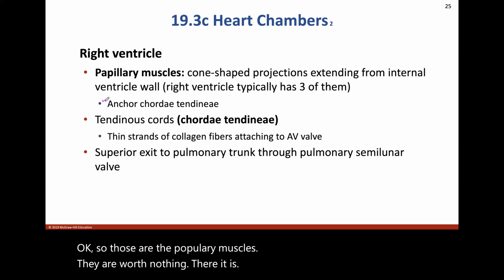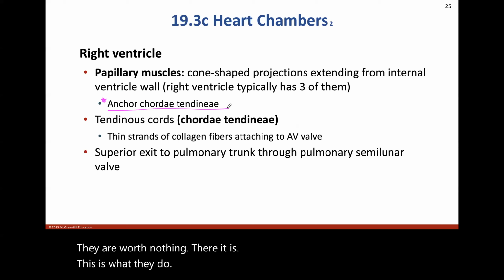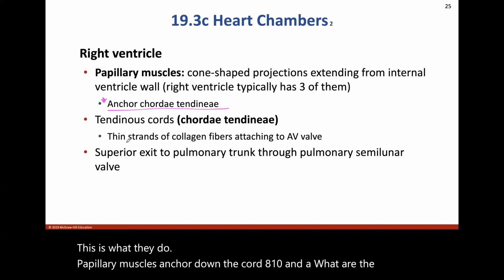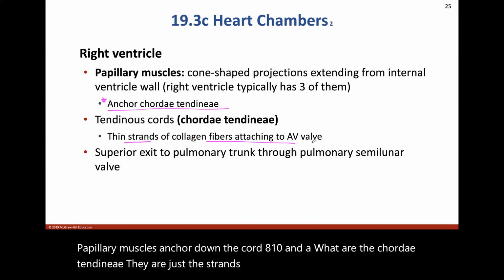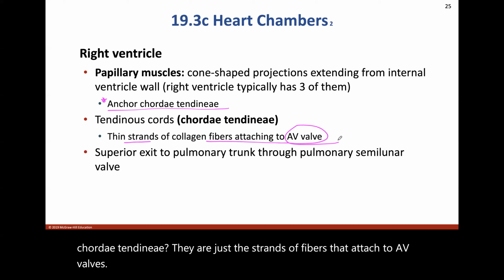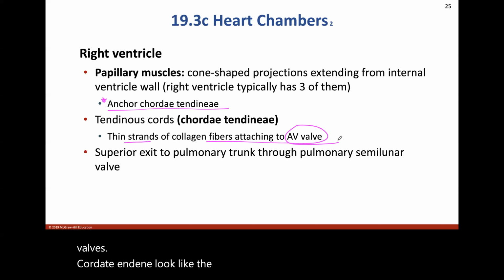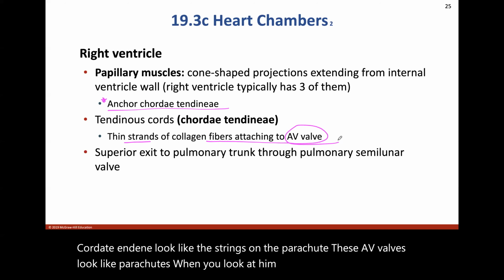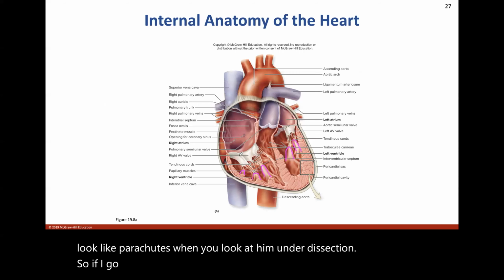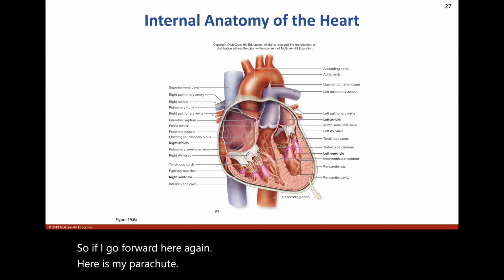This is what they do. Papillary muscles anchor down the chordae tendineae. What are the chordae tendineae? They are just the strands of fibers that attach to the AV valves. Chordae tendineae look like the strings on a parachute. These AV valves look like parachutes when you look at them under dissection. So if I go forward here again, here's my parachute, the cusp of my valves. Here are the parachute strings. Those are the chordae tendineae.